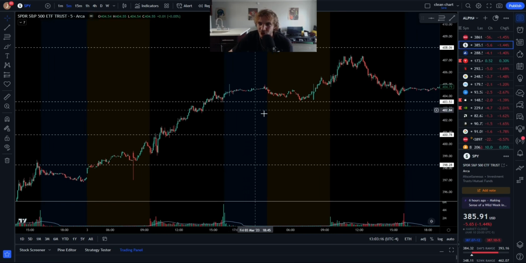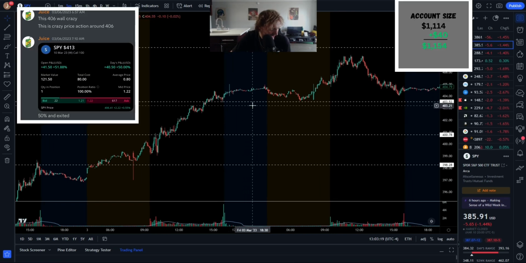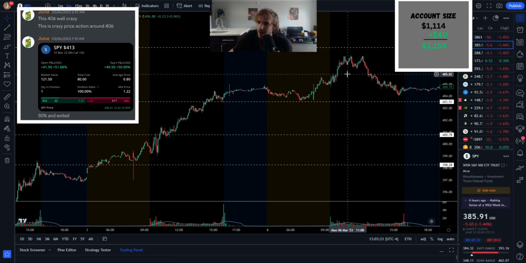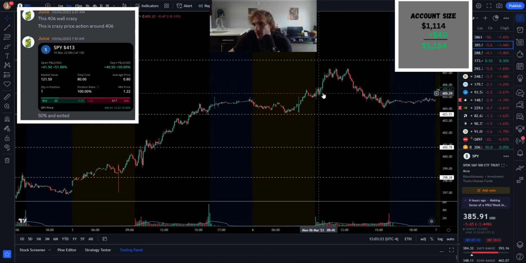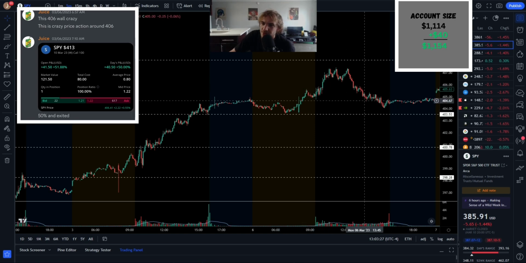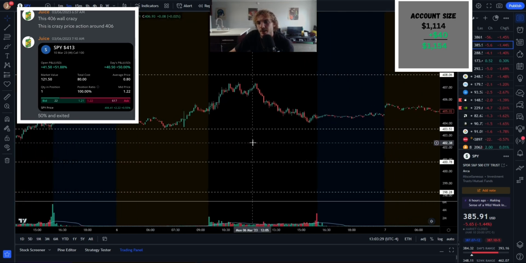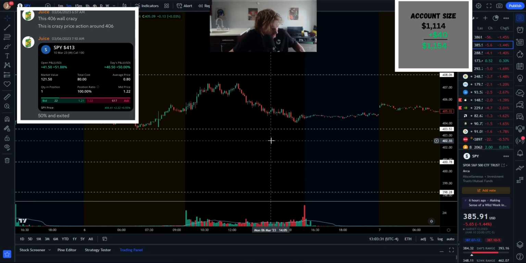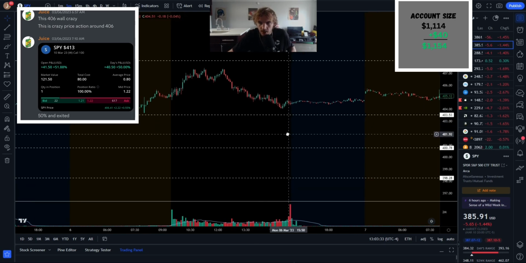It was worth losing $30 to see, and we opened up higher than I expected, and we broke 406, which was the profit target. Sold for 50% or plus $40. Not a bad trade at all. I think that was the only trade I took on the small account for Monday.